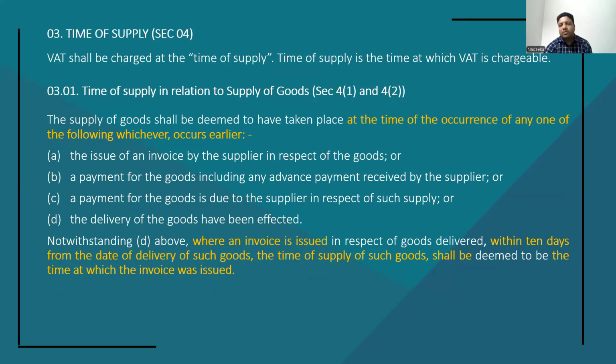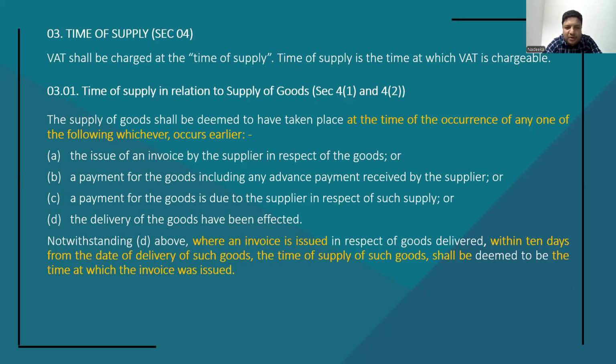Right. When you supply goods in a particular transaction, the Act has recognized 4 activities that can happen in a particular transaction. Right. So it can happen differently in different transactions. Now let's look at the activities that I have given from A to D. The issue of an invoice by the supplier in respect of the goods. That's the time of issuing the invoice.